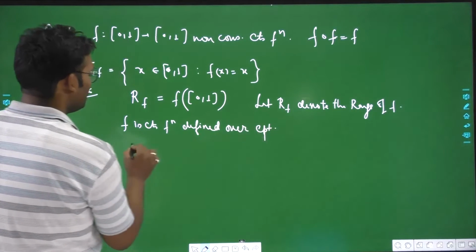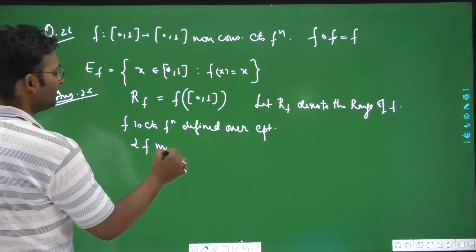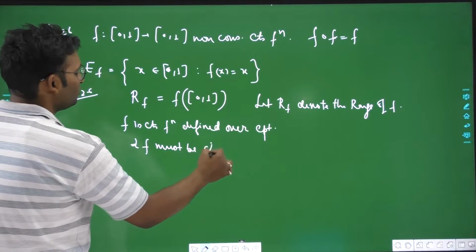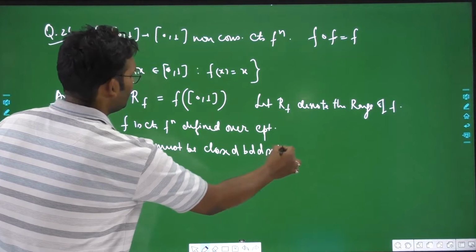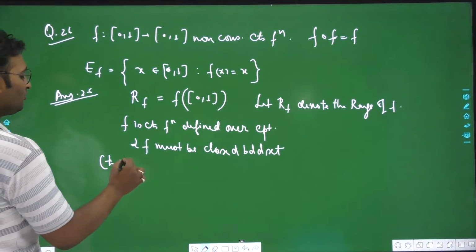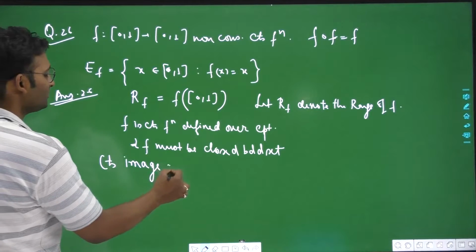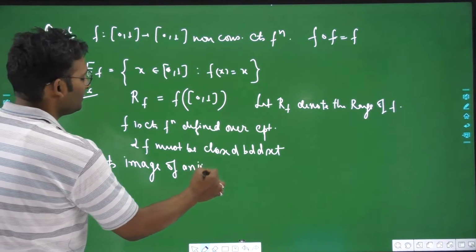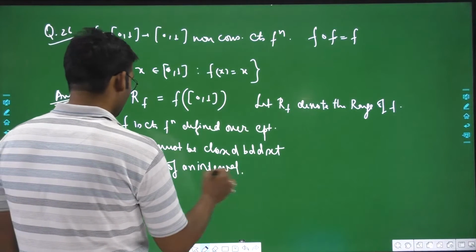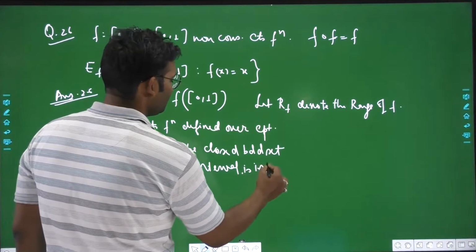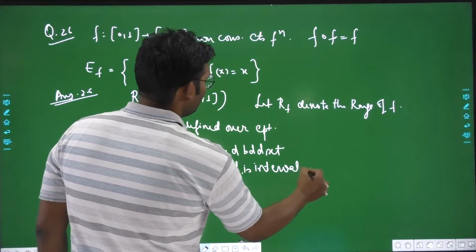so I can say that the range must be a closed and bounded set, or I can say that the continuous image of an interval is an interval. So continuous image of an interval is an interval by intermediate value property. So basically this follows from the intermediate value property.